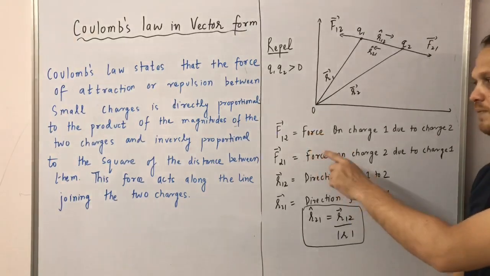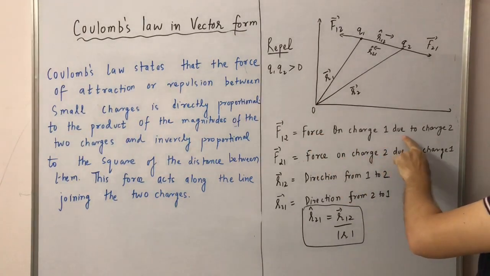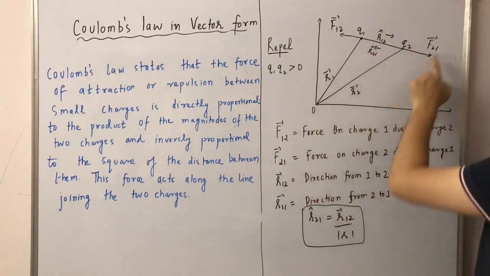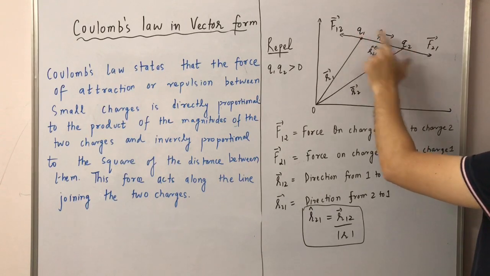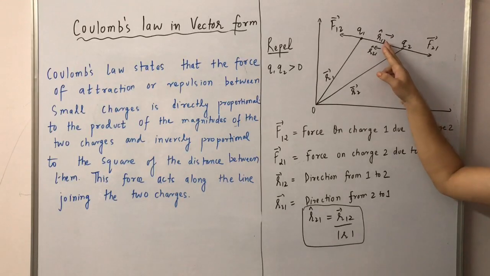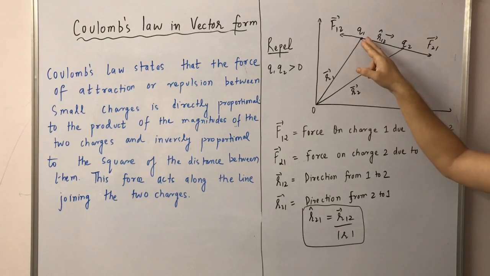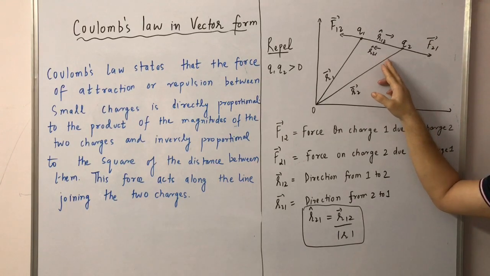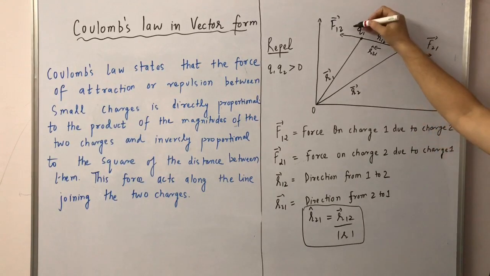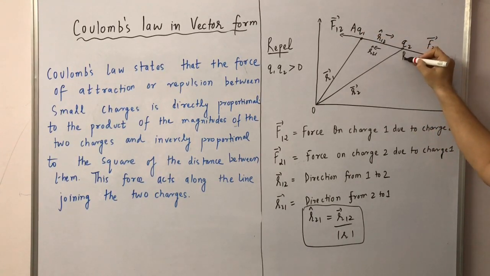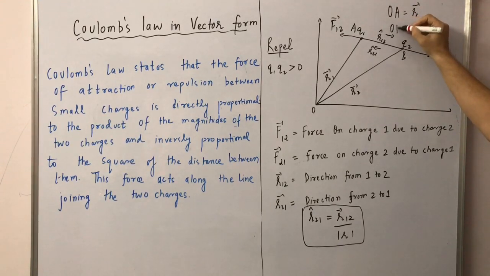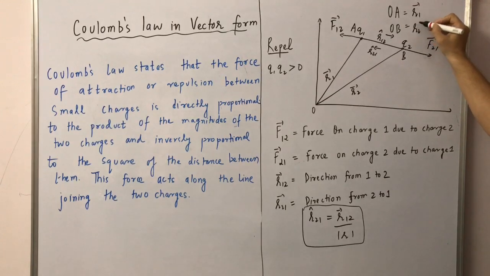Now what is F12 here? F12 is the force on charge 1 due to charge 2, and F21 means the force on charge 2 due to charge 1. Now for direction, the unit vector r12 shows the direction going from charge 1 to 2, and r21 shows that it goes from 2 to 1. And we have position vectors: OA is the r1 vector and OB is the r2 vector.